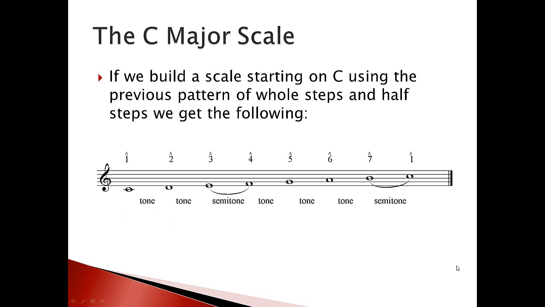Here's the C major scale. If we build a scale starting on C, using the previous pattern of whole steps and half steps, we get the following. Whole step, whole step, half step between E and F, and G is a whole step, G and A is a whole step, A to B whole step, half step. Or you can call them tones and semitones. A tone is a whole step, a semitone is a half step. So either way, it's two different ways of calling whole steps and half steps.